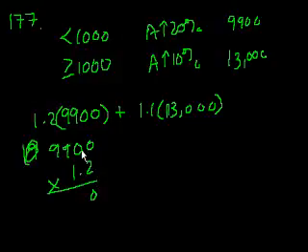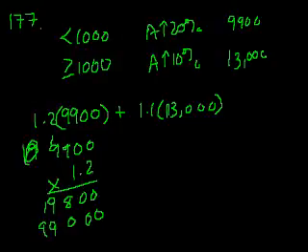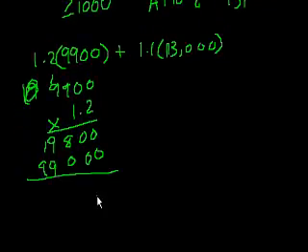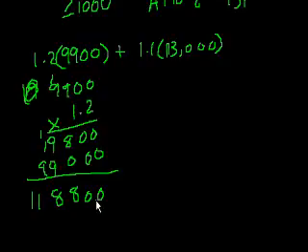2 times 0, 0. 2 times 0, 0. 2 times 9 is 18. 2 times 9, 18 plus 1, 19. Add a 0, and then you have 9,900. 0, 0, 9, 9. Then 0, 0, 8. 9 plus 9 is 18. 2 plus 9 is 11, and we have one number behind the decimal. So that's 11,880. And then 1.1 times 13,000.